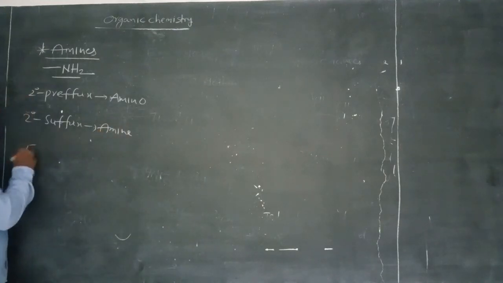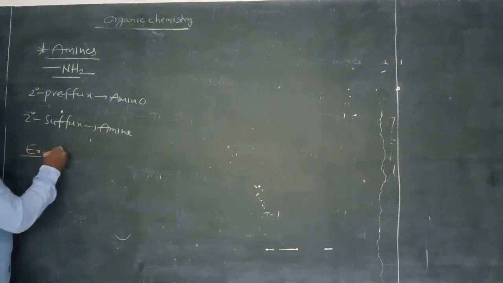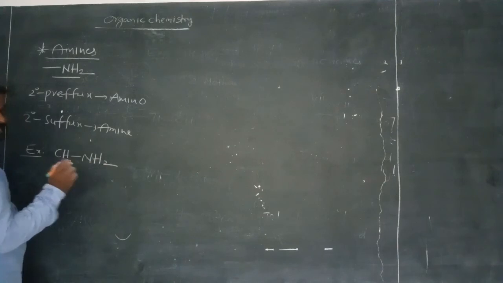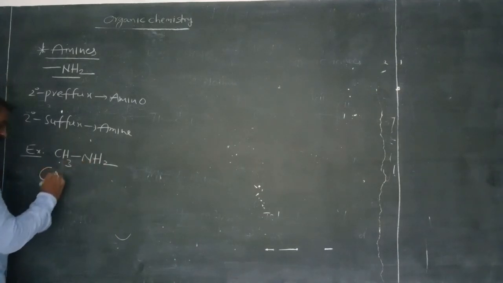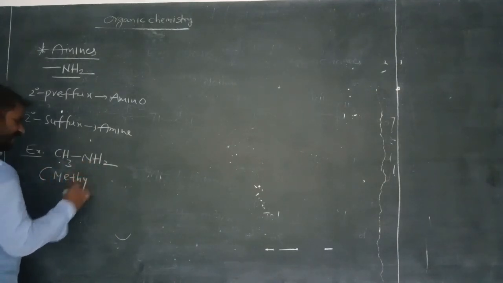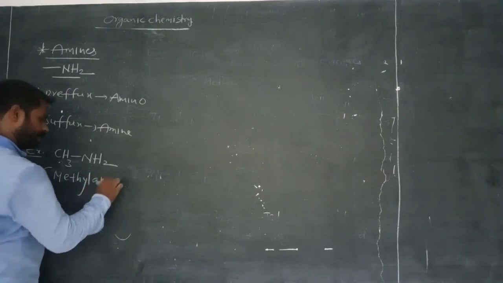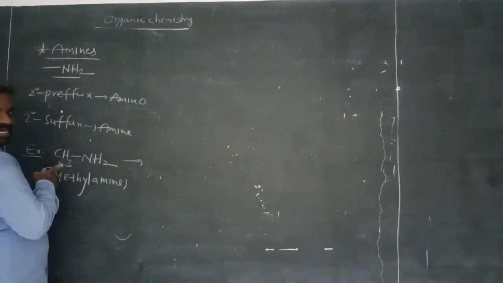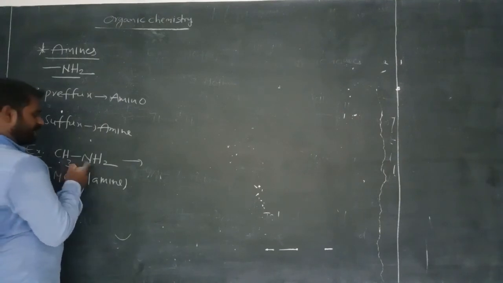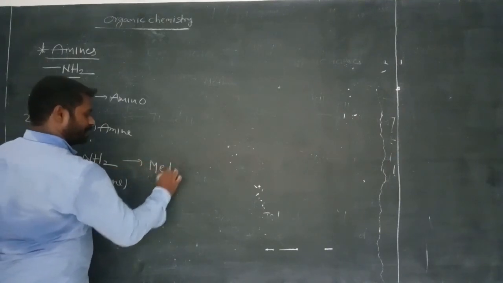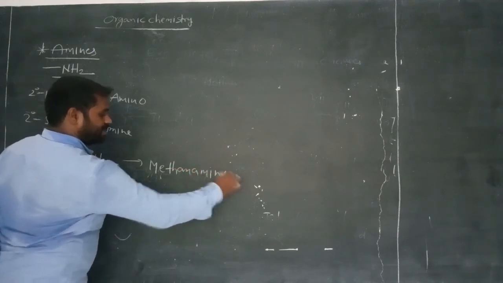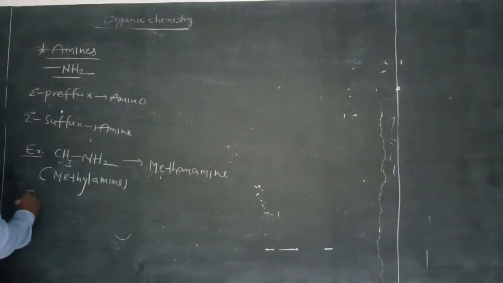So let us take an example. CH3 bond NH2. Its common name is methylamine. The IUPAC name: one carbon is there, that is the longest chain, plus amine, methanamine. Methanamine, clear?